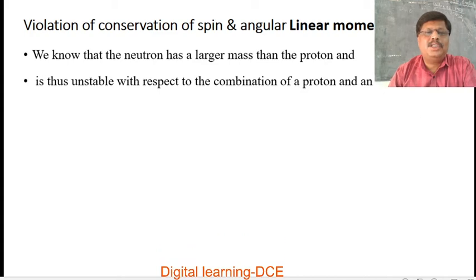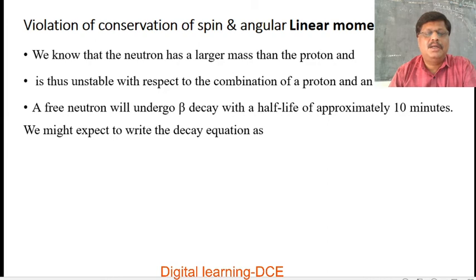So, how does the violation of conservation of spin, angular and linear momentum, and other conservation laws take place? We will see. We know that the neutron has a slightly larger mass than the proton, and is thus unstable. The neutron is unstable with respect to the combination of a proton and an electron. A free neutron will undergo beta decay with a half-life of approximately 10 minutes.